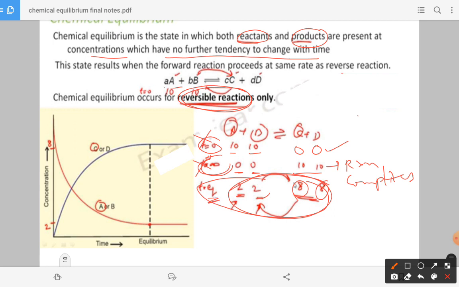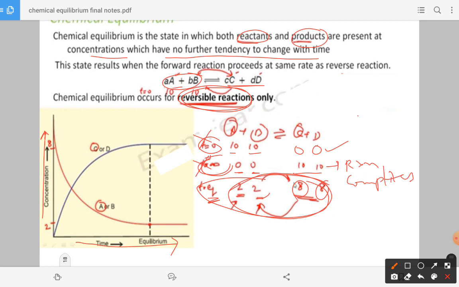Now let us see the graph. On the y-axis I took the concentration. We already discussed the methods of expressing concentration, and here I am taking molarity. On the x-axis I took time. In this reaction, A and B are our reactants, and C and D are our products.